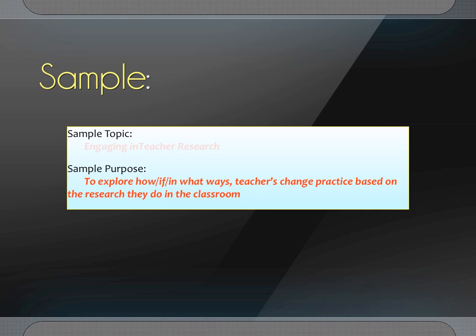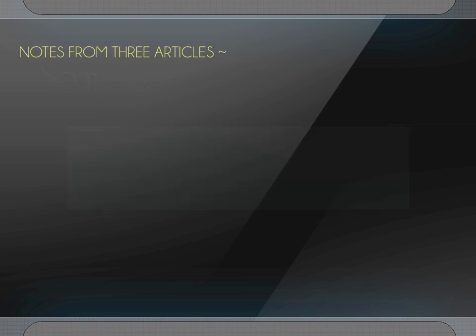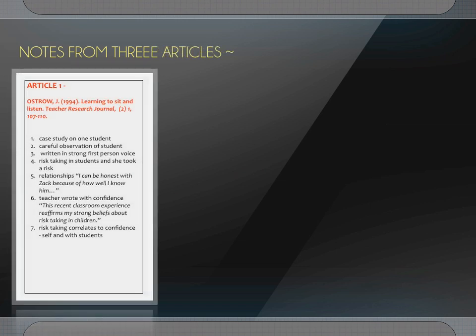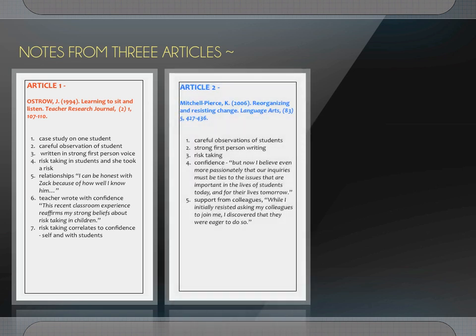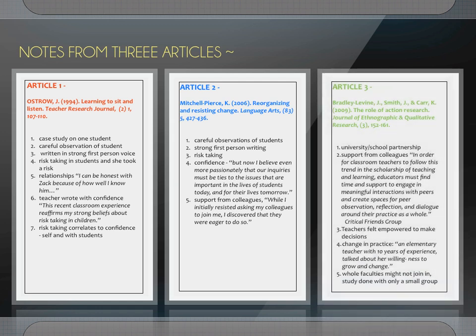Now, even though the topic does not change, the purpose for a resource search may. This just happens to be the purpose for this particular search. Perhaps another time the purpose will change based on new information I have learned, but the topic, engaging in teacher research, remains the same. Let's say I found 3 articles based on this search, and you will have all 3 of these articles, by the way. These are 3 very different types of teacher research that was useful for my purpose.